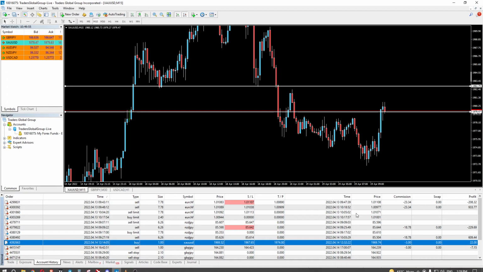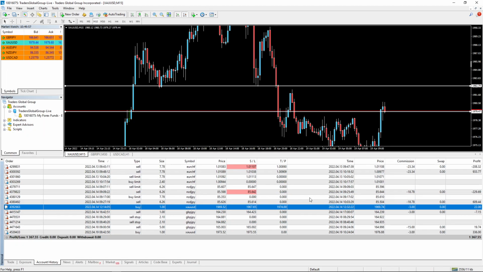So here I'm gonna be breaking down a few trades that I took in the past couple of days. I'm sorry I'm not really active much, so I will try to be as active as I can. So here are a couple of trades that I took. Let's go from the beginning.